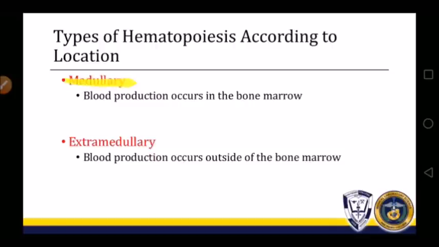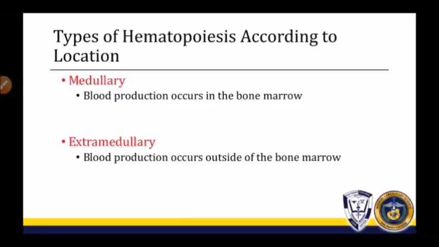First is the medullary hematopoiesis. Next is the extramedullary hematopoiesis. So medullary hematopoiesis refers to the hematopoiesis which occurs in the bone marrow, whereas extramedullary hematopoiesis refers to the blood production or to the hematopoiesis that occurs outside the bone marrow. Extramedullary hematopoiesis is not normal in adults.